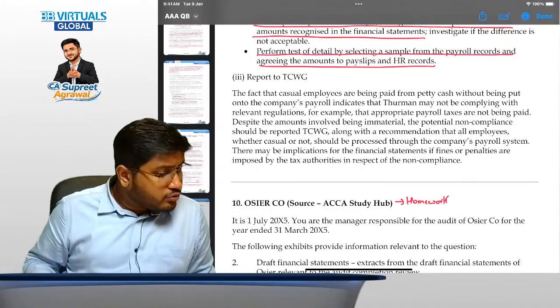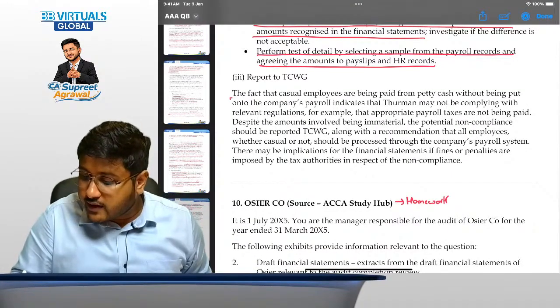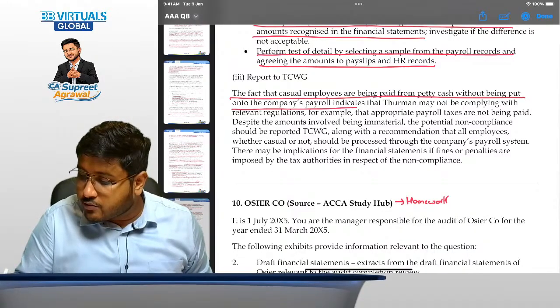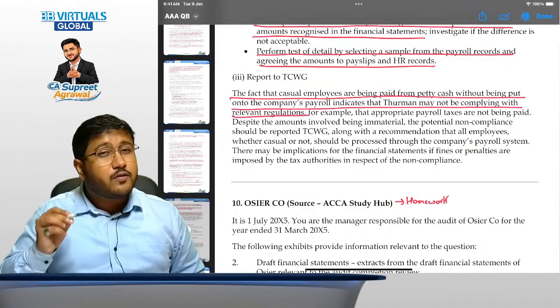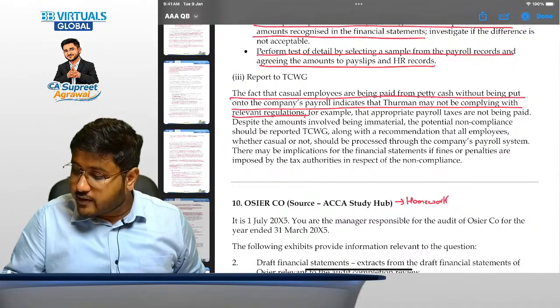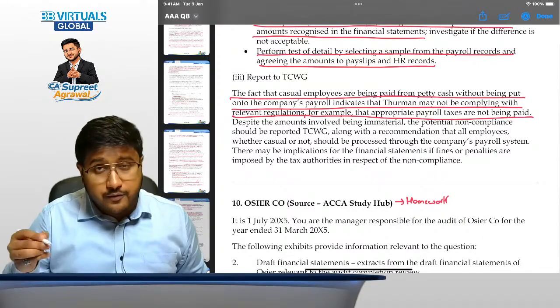What is this, sir? Report to those charged with governance. What is this? So the fact that casual employees are being paid from petty cash without being put onto the company's payroll indicates that Thurman may not be complying with the relevant regulations, because even if you are making a small payment out of the company's records, it might result in fraud. For example, that appropriate payroll taxes are not being paid for this.